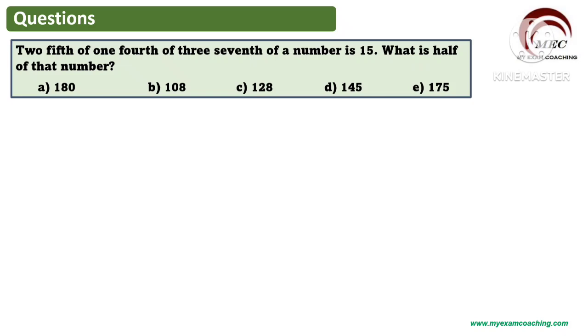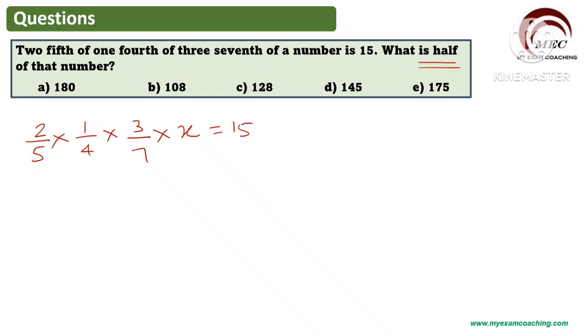2/5 of 1/4 of 3/7 of a number is 15. What is half of that number? 2/5 of 1/4 of 3/7 of a number x is equal to 15. What is half of that number?